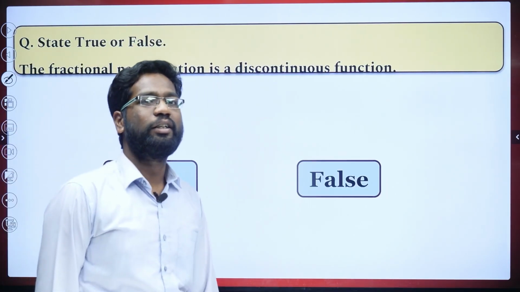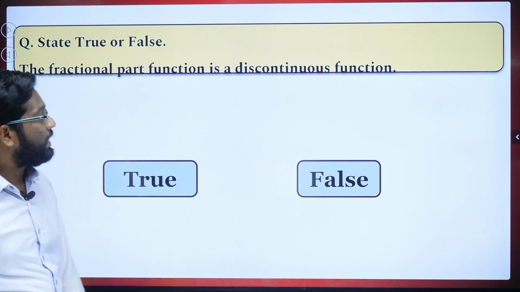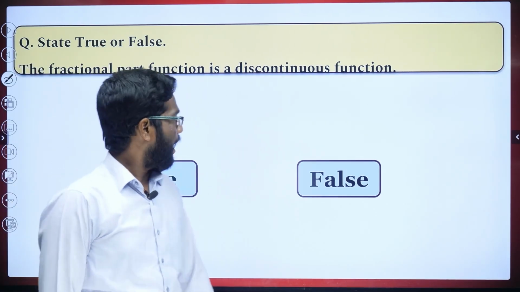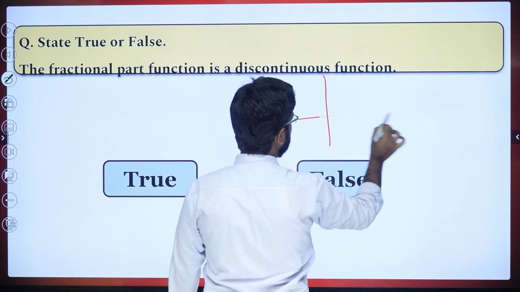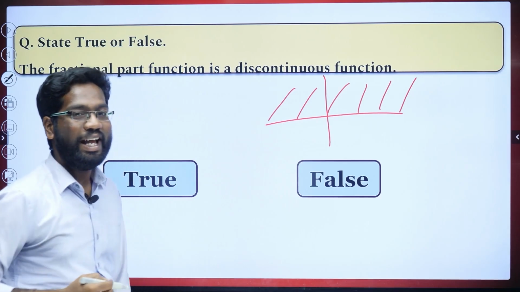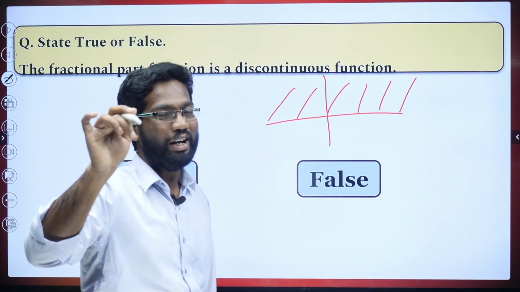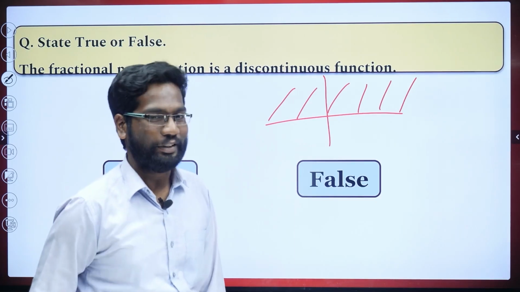Now let's see the true or false question. State true or false: the fractional part function is a discontinuous function. Already we have seen the graph, right, my dear students? So like this it goes. So this one is a yes. Your answer is correct, and please comment down what your answer is.